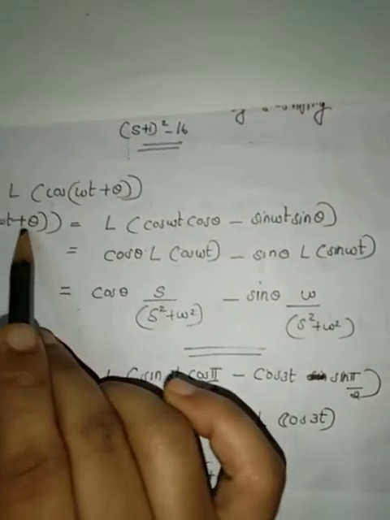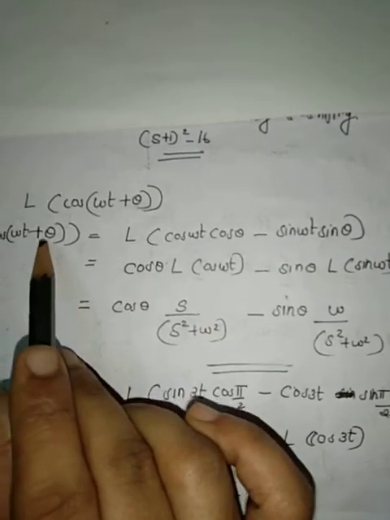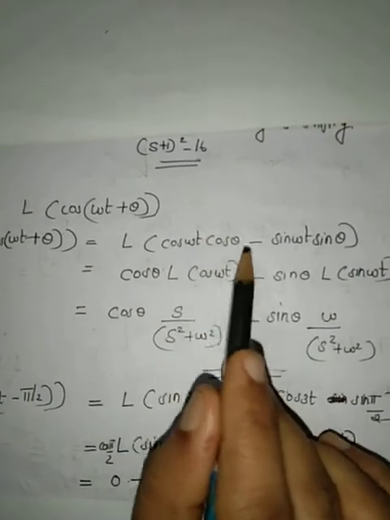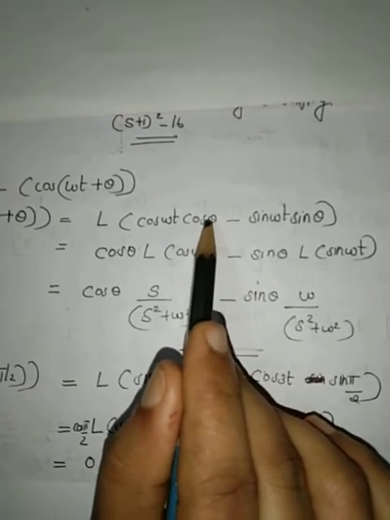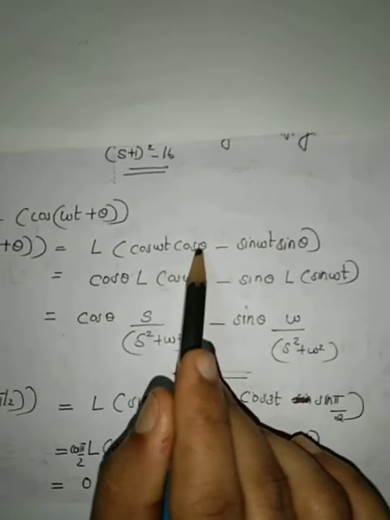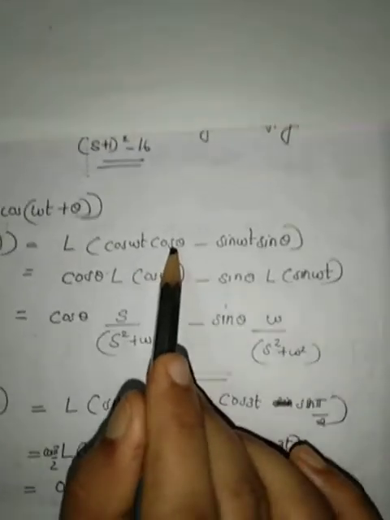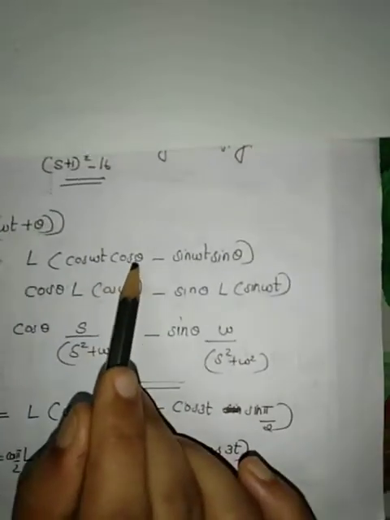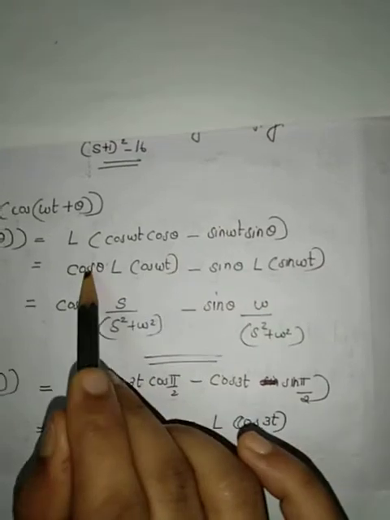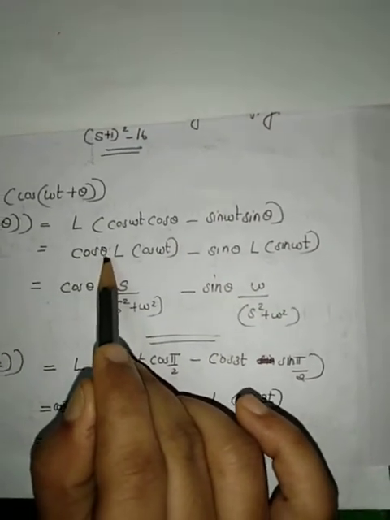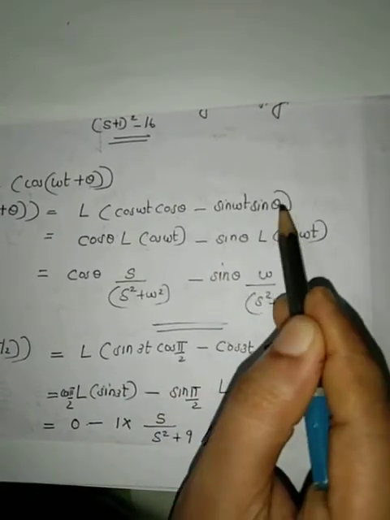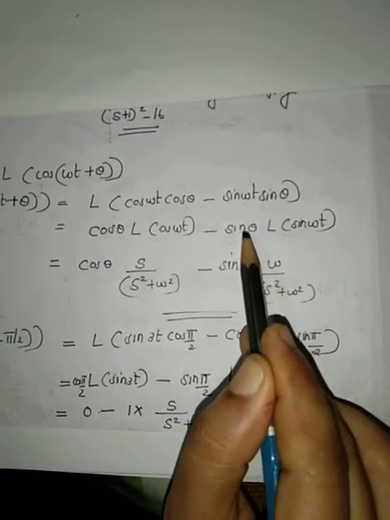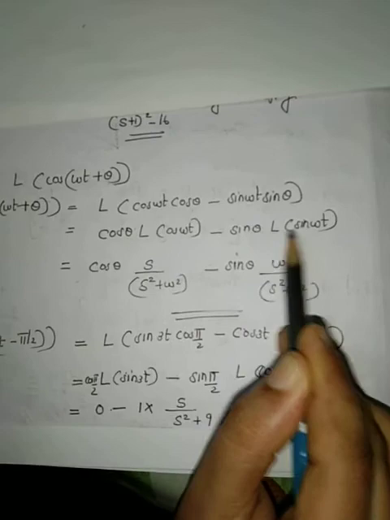The function, here we take f of t, it is a function of t. Therefore cos theta is a constant in this case. So applying the linearity property of Laplace transform, cos theta is constant, therefore we can take cos theta outside, therefore it becomes cos theta into L of cos wt minus, it is also a constant, therefore we can take it outside, sin theta into L of sin wt.